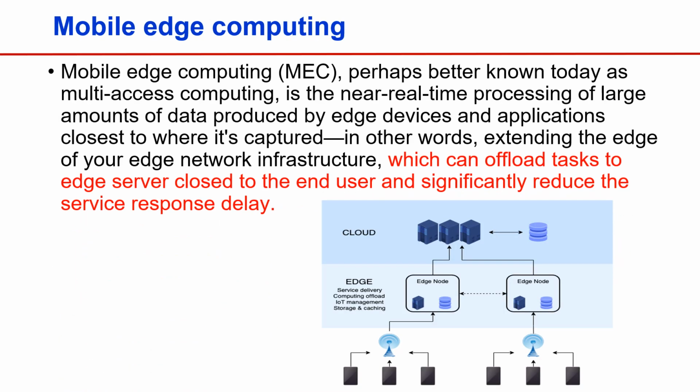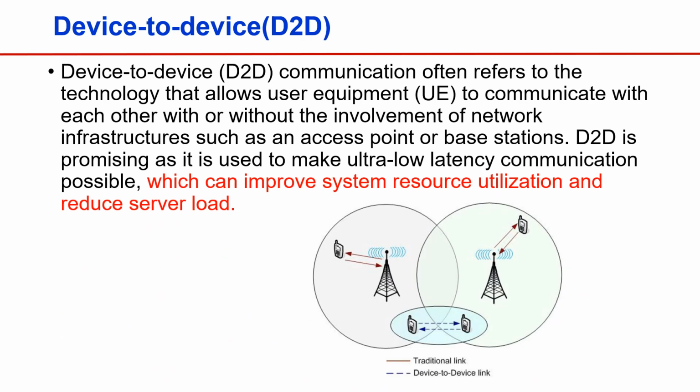First, let me introduce mobile edge computing. Mobile edge computing can offload tasks to the edge server closest to the end user and significantly reduce the service response delay. The device-to-device technology can be regarded as a supplement to mobile edge computing technology, which allows offloading the tasks that the edge server has no time to process to the idle devices in the system, thereby improving the utilization of system resources and reducing server load.